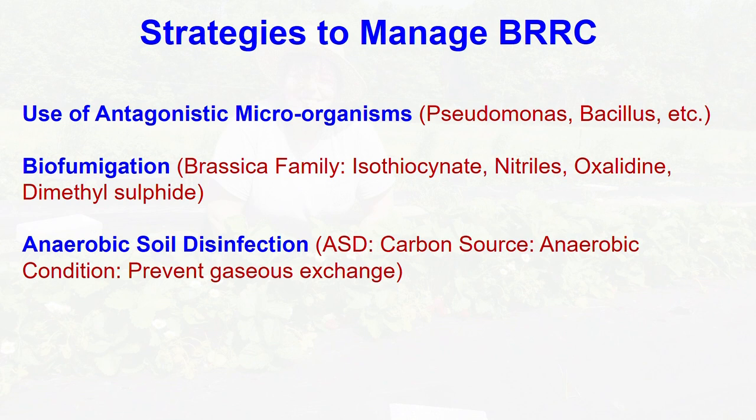So in this project, we took three different strategies to manage black root rot complex. One of them was the use of antagonist microorganisms like Pseudomonas and Bacillus. Then we also used a biofumigation strategy in which we use members of the Brassica family, for example, mustard, because roots of these plants release different types of isothiocyanates, nitriles, dimethyl sulfides. All these compounds are actually antimicrobial in nature. So they can take care of some of these fungi.